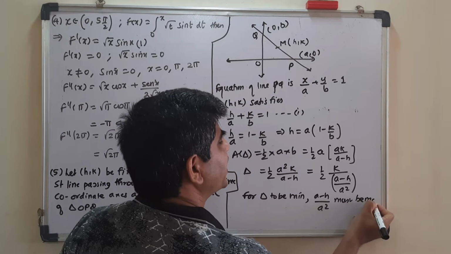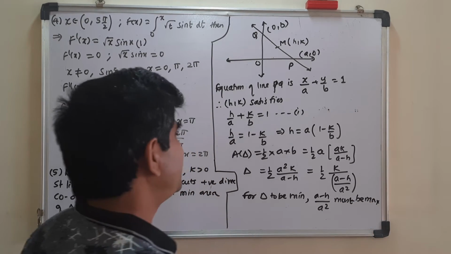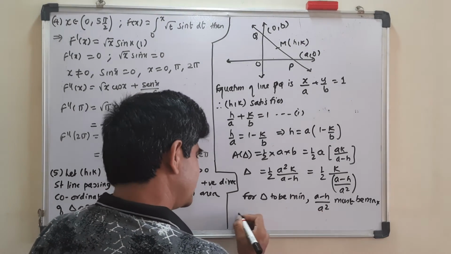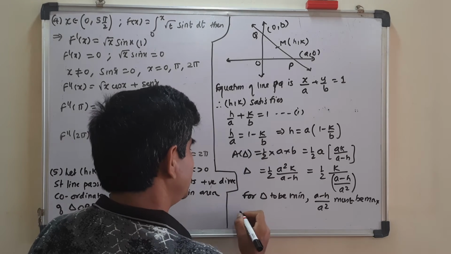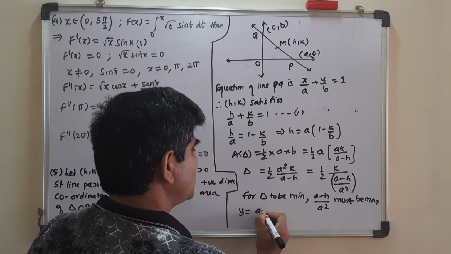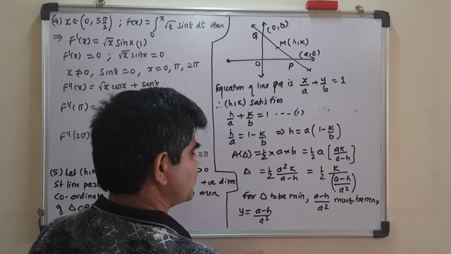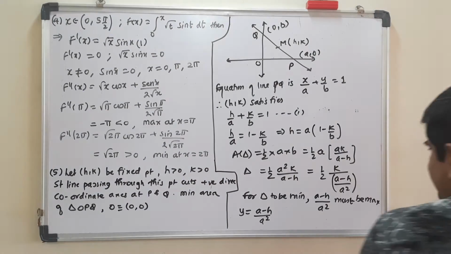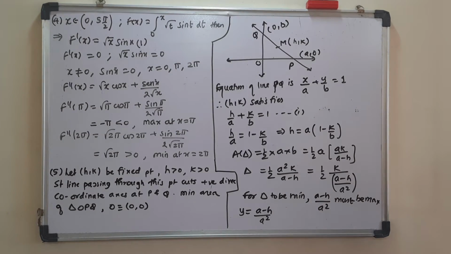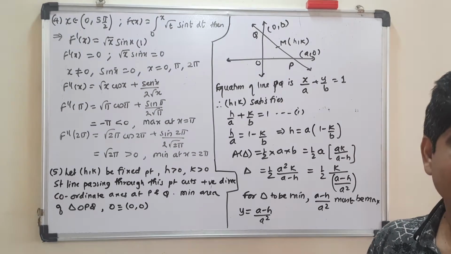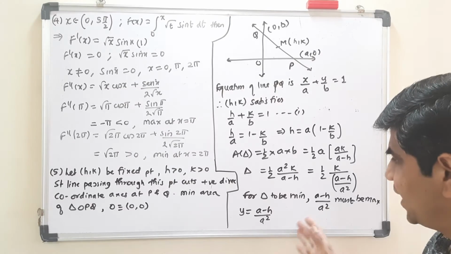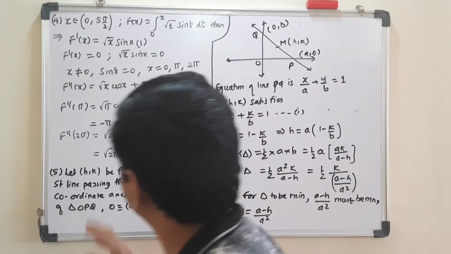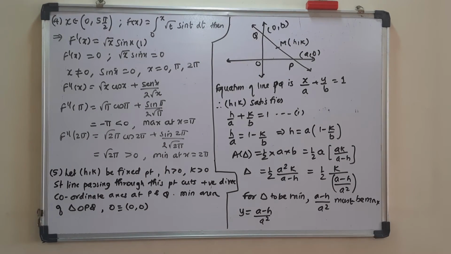to be maximum. And if it is maximum, then let it be y. So y is equal to A minus H upon A square. So this must be my maximum. So if this is maximum, I will differentiate it and find at what point of A I will get it as maximum. For that I will be writing this side, so I will be cleaning it first.